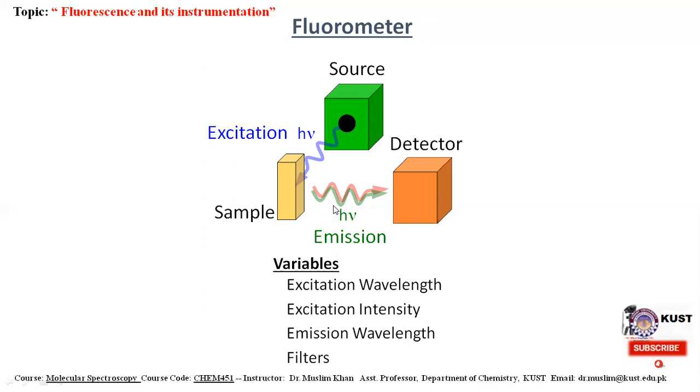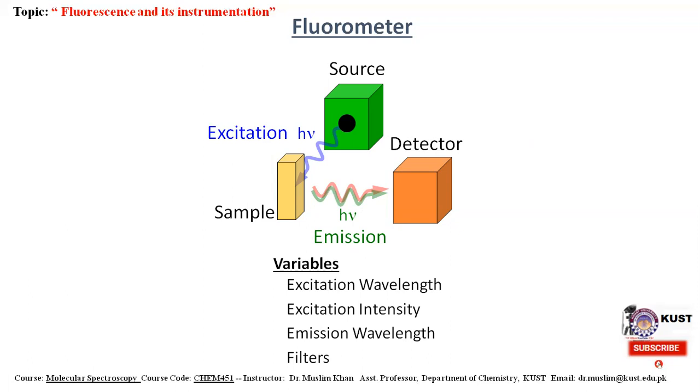And then when this sample gets excited, it comes back towards the ground state. It must emit some energy, so emission will occur. So we need excitation wavelength, and then excitation intensity, and then we need emission wavelength, and then filters, which can filter the desired wavelength of the radiation.